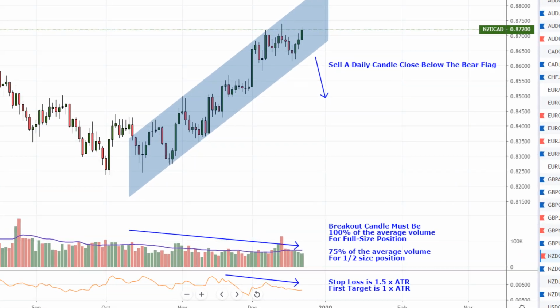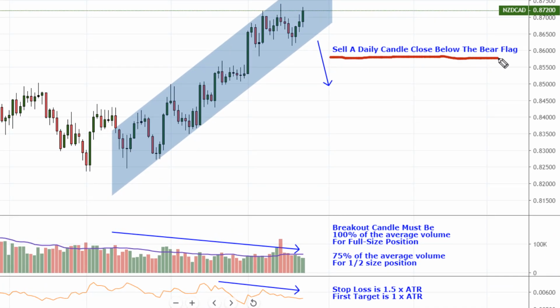And here's the trade plan. We'll sell a daily candle close below the bear flag. On the breaking candle, we want to see the volume bar reach the volume average right here. If it doesn't quite reach the average but does reach at least 75% of the average volume, I'll open a half-size position to reduce risk.